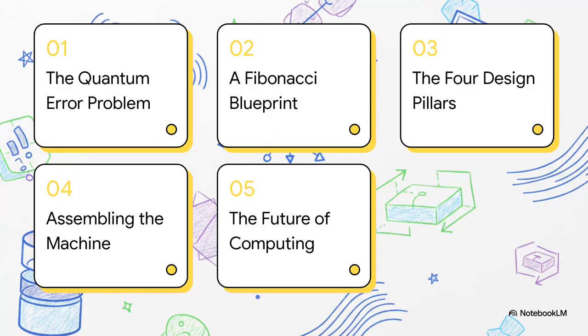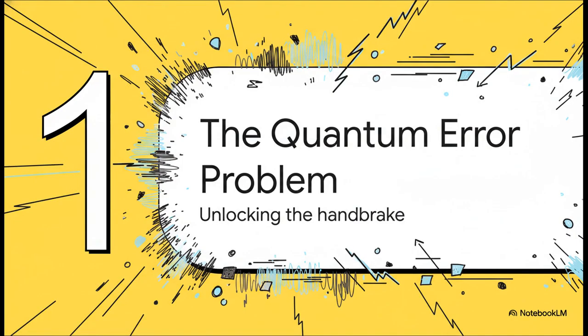All right, so here's our game plan for this explainer. First, we're going to tackle that quantum error problem head-on. Then, we'll get into the blueprint itself. The Fibonacci part is super cool. We'll break down the four main pillars of its design. After that, we'll see how it all clicks together, and finally, we'll talk about what this could all mean for the future.